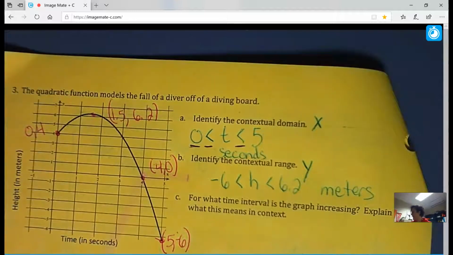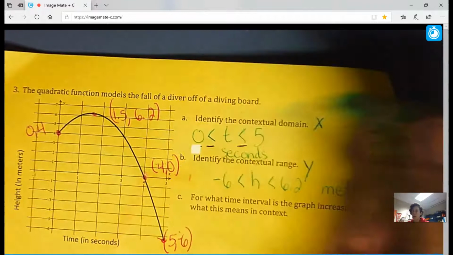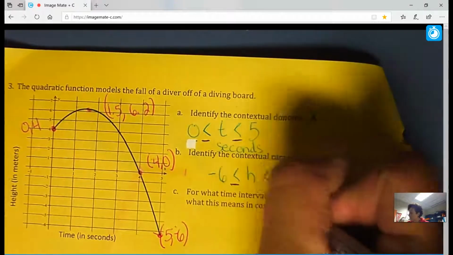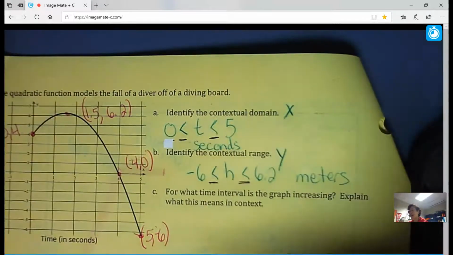Unfortunately, I can't find... oh, here's some white out, but it's going to be white on yellow. I don't want that underlined. And then I want to underline here. So underline your inequalities when you have domain and range.